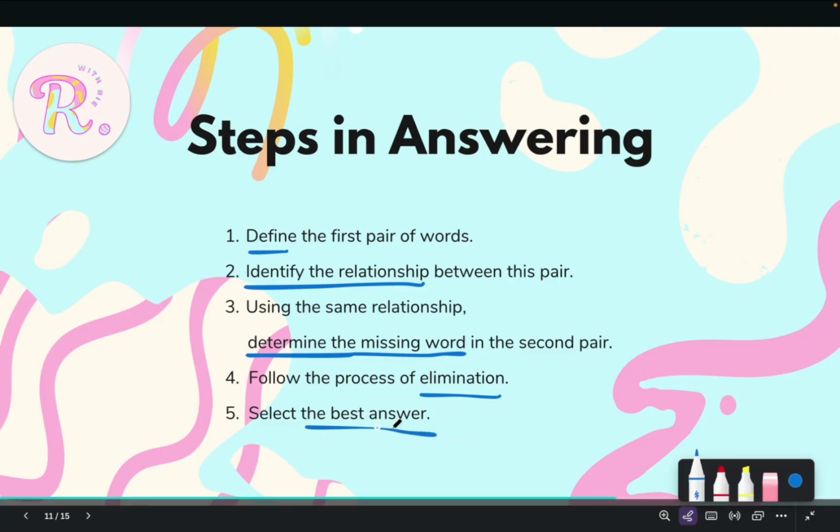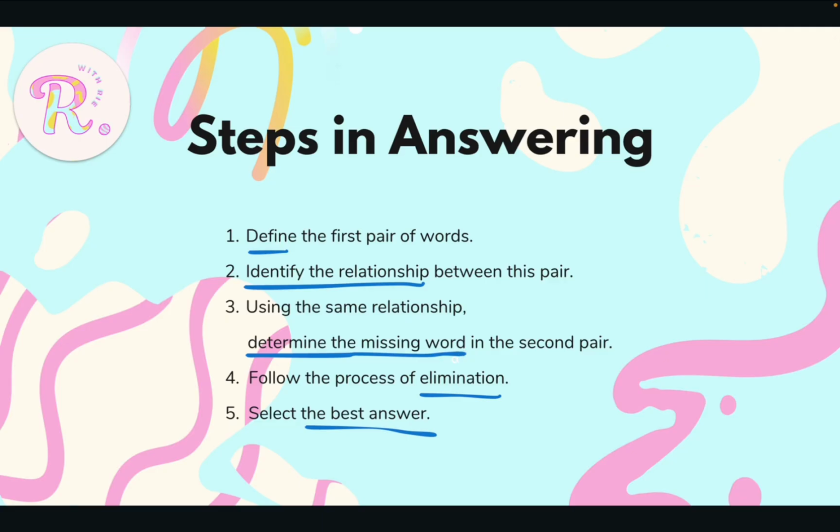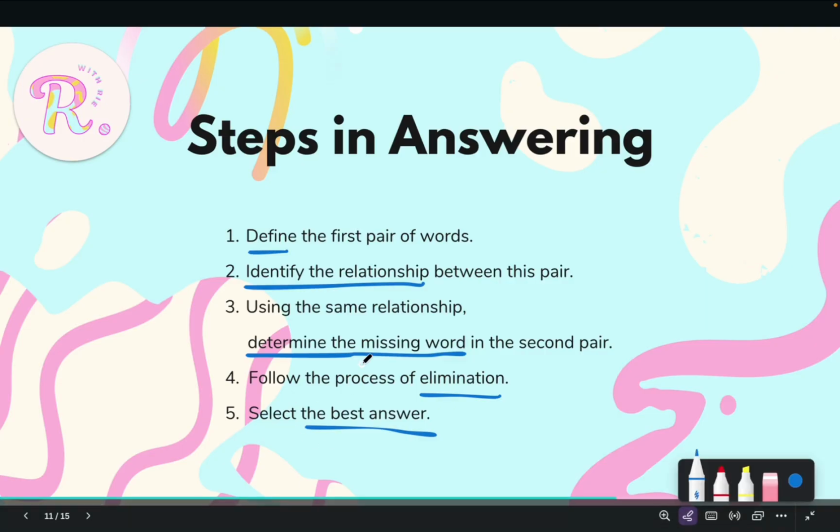Okay? So this one, number 5, takes expertise. So it's going to take time to select the best answer. But just continue to work on your skills in answering analogy questions, and you're going to find yourself easily selecting the correct answer in no time. Okay, so I think that is all.